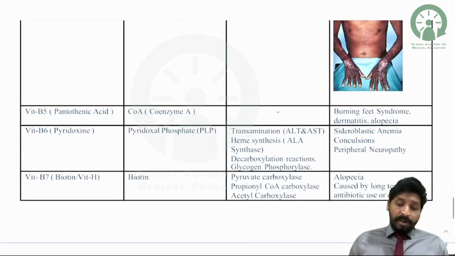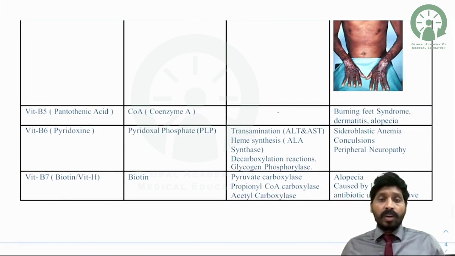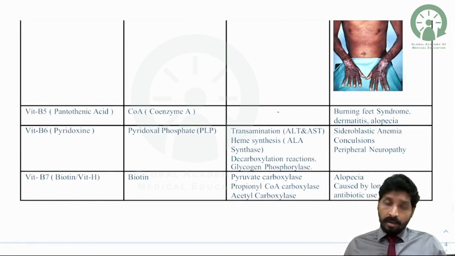And vitamin B5, pantothenic acid, the coenzyme form is coenzyme A. The main deficiency characteristic symptoms: burning feet syndrome, dermatitis, alopecia.